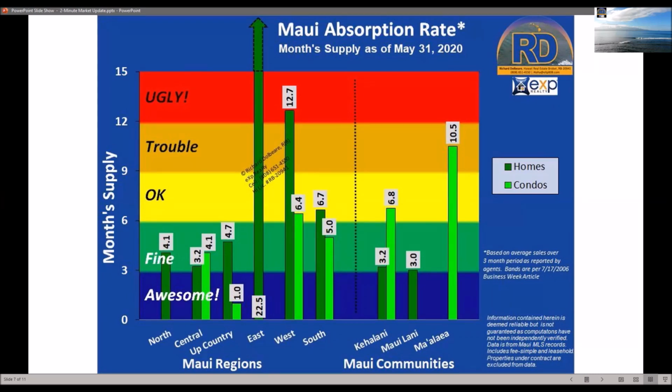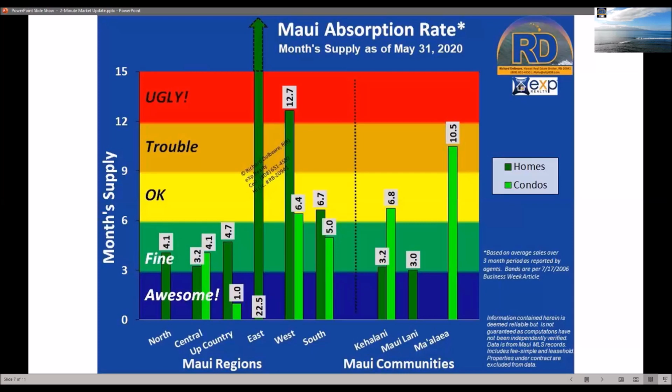So, it's a simple calculation, although obtaining the data isn't necessarily simple. But that's the way absorption rate is calculated. It's considered a measure of market health. Again, 6 months is considered the balanced market. And the easiest way to show the data is to divide a chart into zones like you see in front of you.